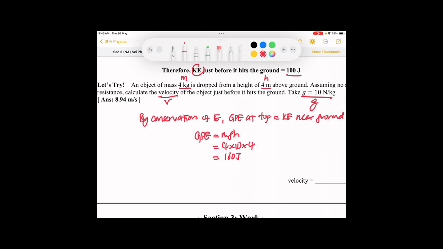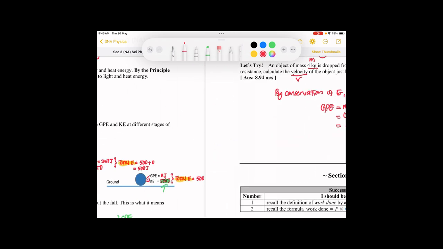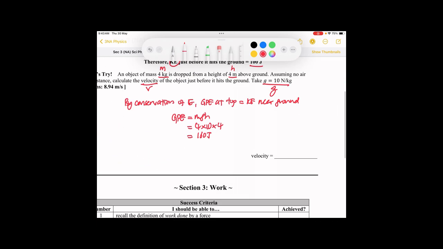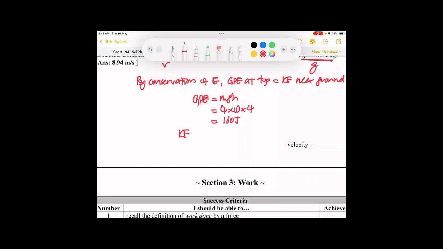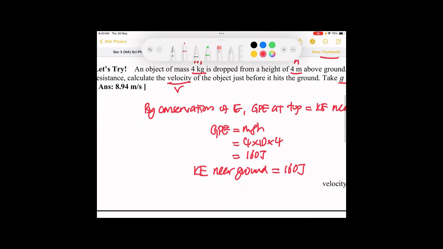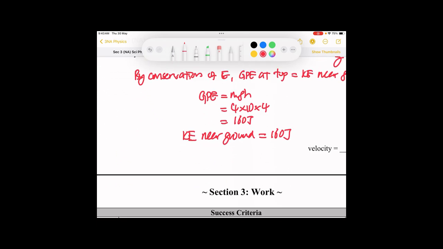Okay, so we continue the story. As of this, you see that all the energy in the gravitational potential store has been transferred to the kinetic store. So we see that KE near the ground is the same 160 joules. Okay, so from here we can go ahead and calculate the velocity. We want to calculate the speed, you see. Alright, so how do we do that? We recall that KE is half mv squared. So I just simply substitute in the numbers. 160 equals half mv squared, and we are tasked to find the v over here.